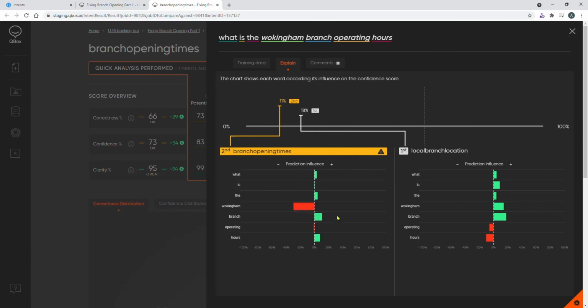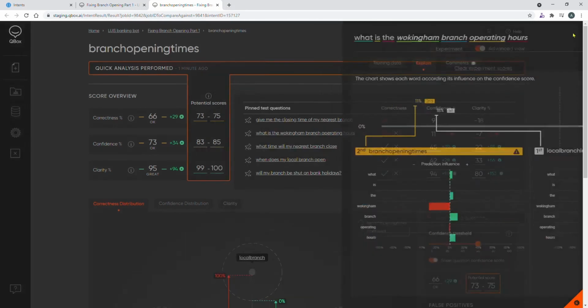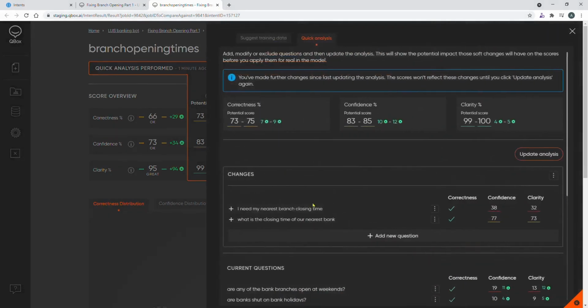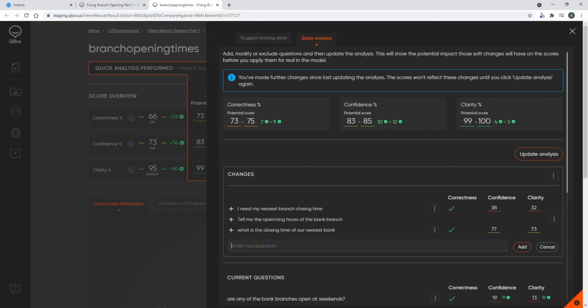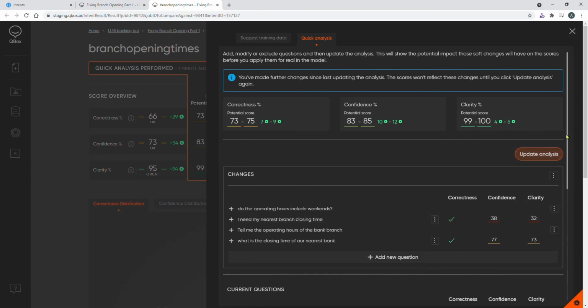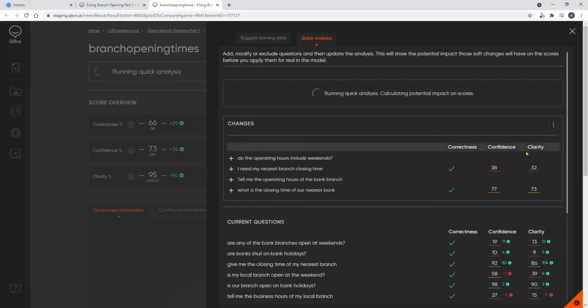What I need to do is strengthen the branch operating hours part of the utterance. So let's use quick analysis again, and I will add "tell me the operating hours of the bank branch", and "do the branch operating hours include weekends?" Something slightly different there. And then I can click on update analysis and we'll see what the results are of this.